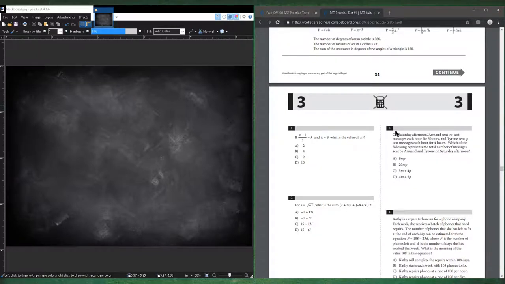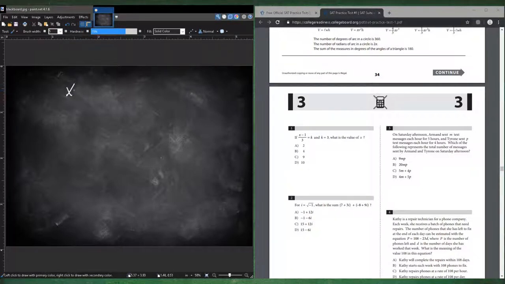Question 1. If x minus 1 divided by 3 is equal to k and k is equal to 3, what's the value of x? Okay, first we want to substitute 3 equal to k. So x minus 1 divided by 3 is equal to 3. So multiply by 3 by both sides, you get x minus 1 is equal to 9. And then you add 1 to both sides, you get x is equal to 10. So the answer is D. Pretty basic question, it's just a substitution.